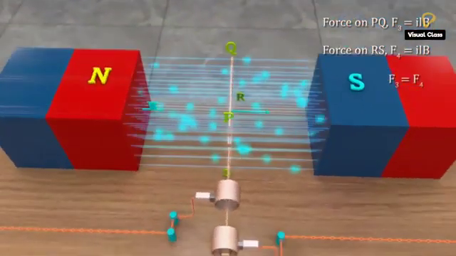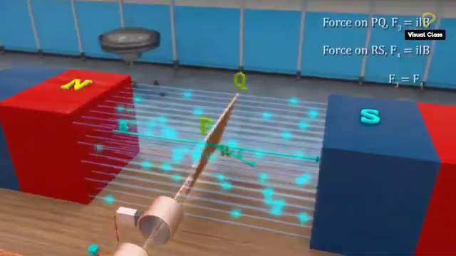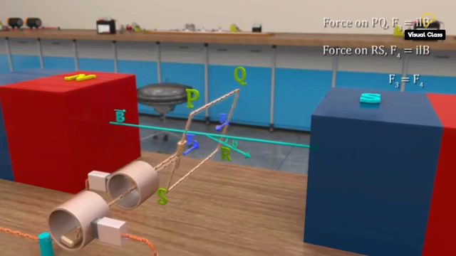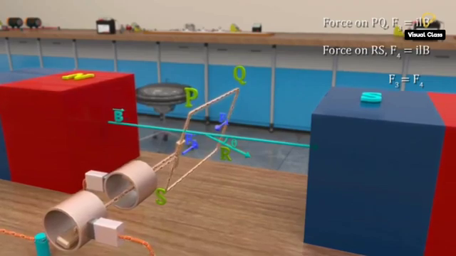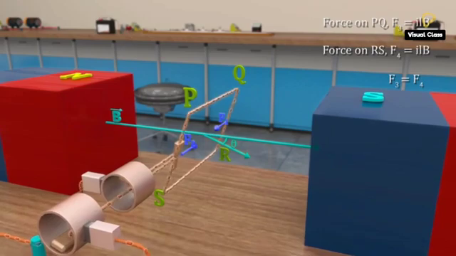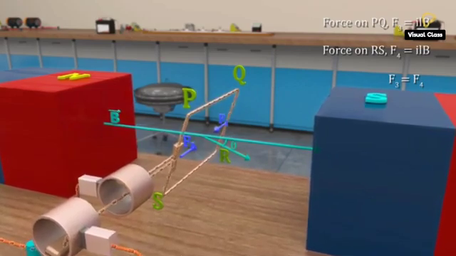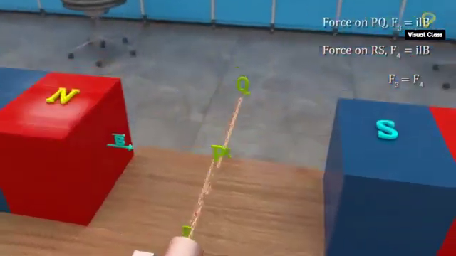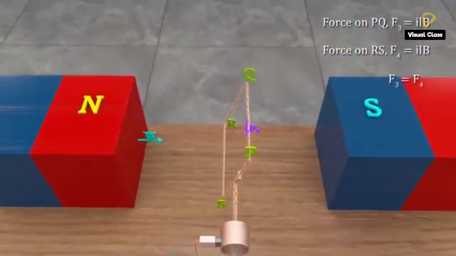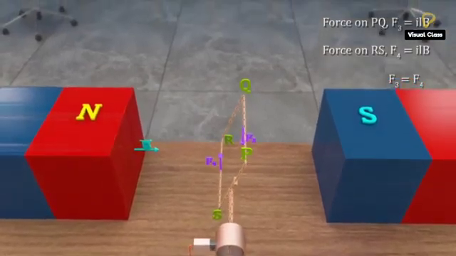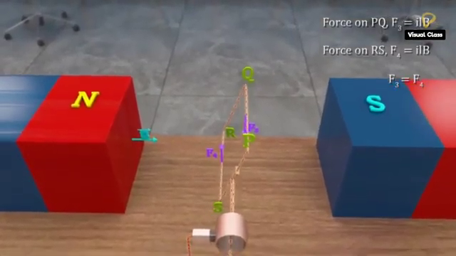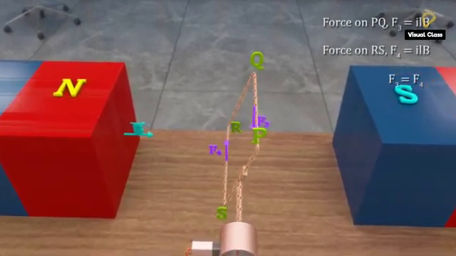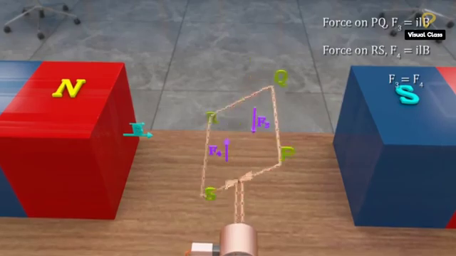Now, let the loop's normal make an angle theta with the magnetic field. Forces on SP and QR are equal and opposite to each other, and they have the same line of action. Hence, they produce a net force equal to zero and net torque also equal to zero. Magnitude of the force on PQ is equal to the magnitude of force on RS, but they don't have the same line of action. Hence, they produce a couple due to which the coil tends to rotate in the clockwise direction.